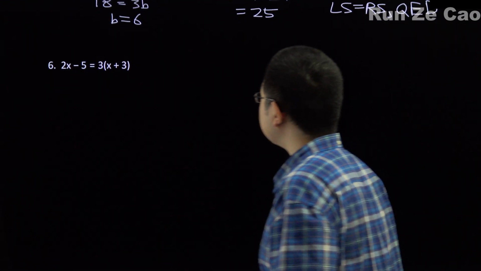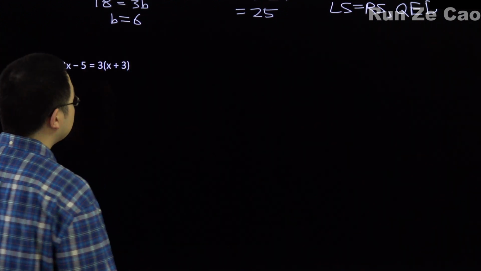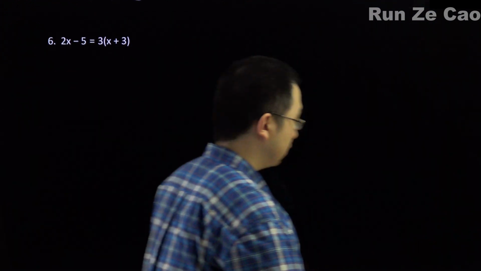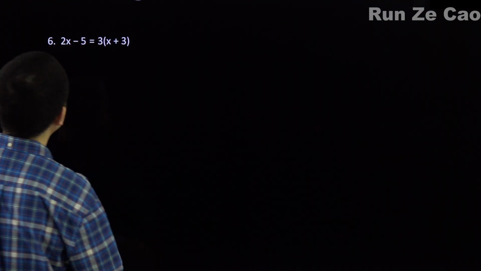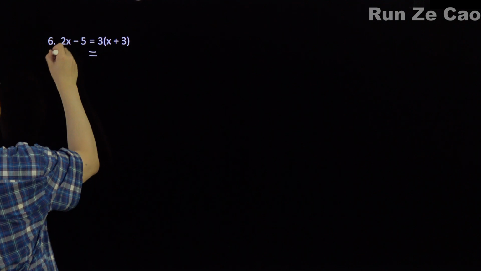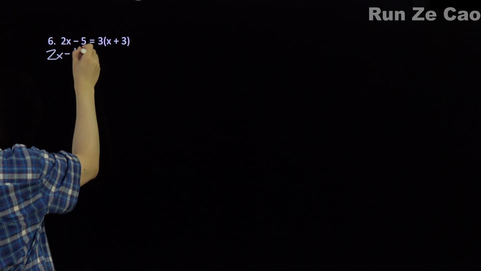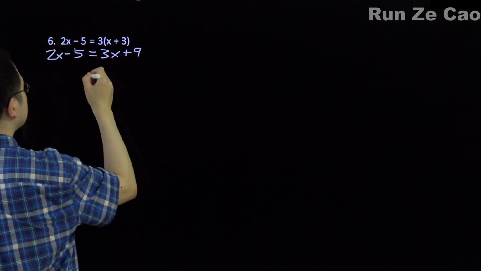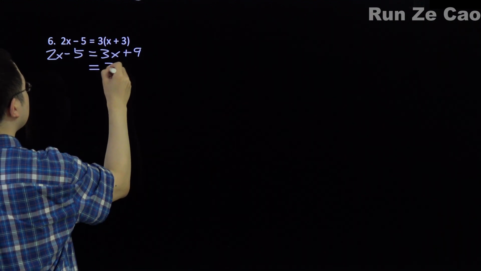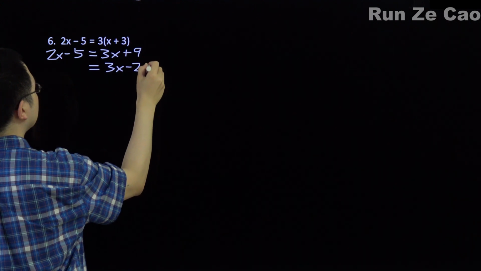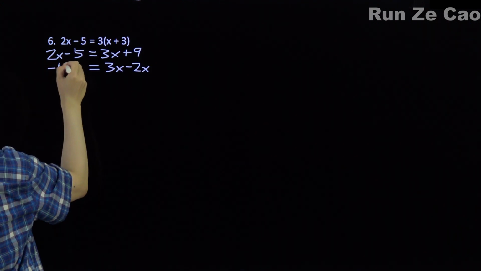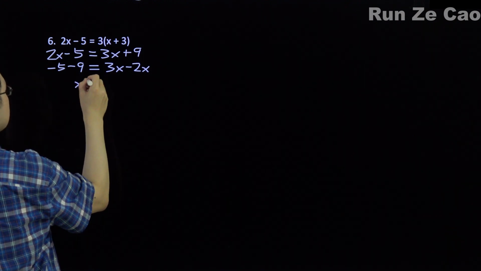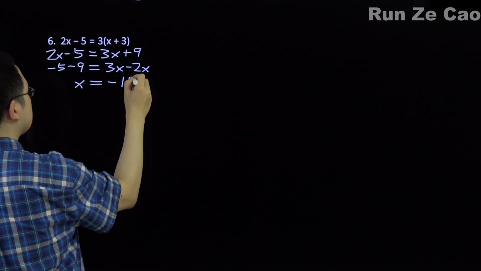2x minus 5 is equal to 3 times x plus 3. Let's expand a bit more. So that's going to be 2x minus 5 is equal to 3x plus 9. So we're looking at 3x minus 2x is equal to negative 5 minus 9. So x is equal to negative 14.